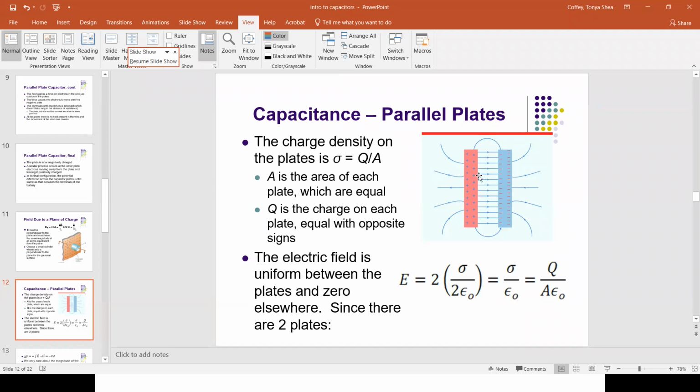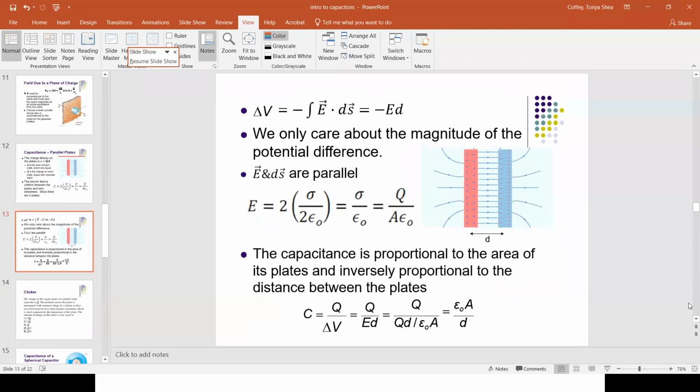So we have this between the plates of a capacitor, a relatively uniform, straight electric field that points, in this case, to the right. And that field there is sigma over epsilon naught, which is the charge over the area, Q over A, divided by epsilon naught. Now, we can plug into our formula, C is equal to Q over delta V, and solve for the capacitance for a parallel plate capacitor.